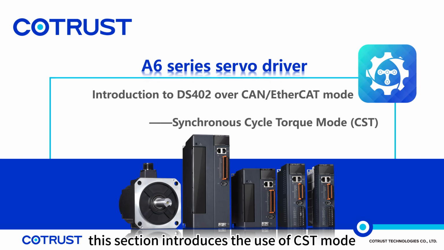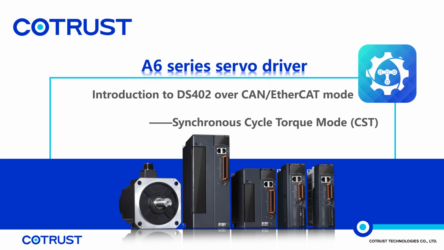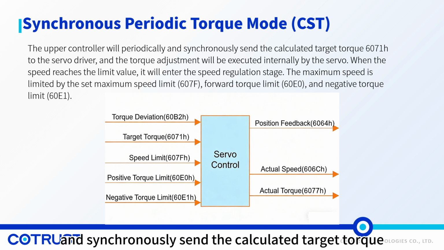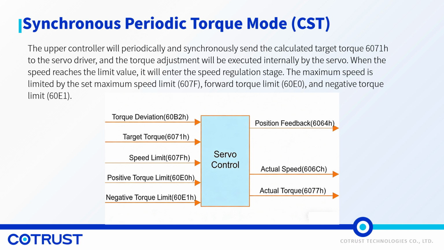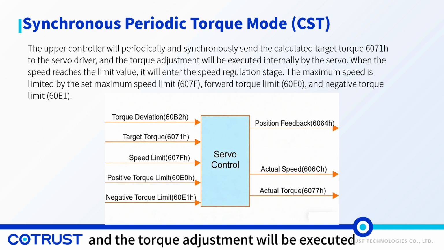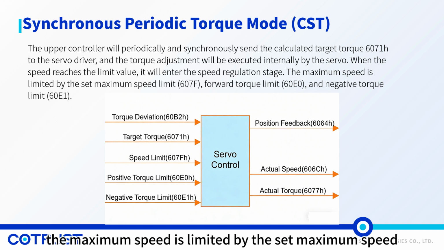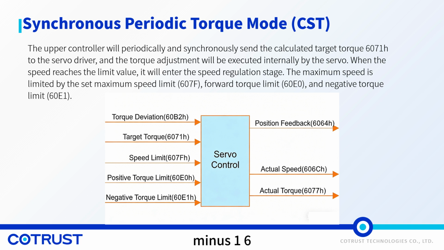This section introduces the use of CST mode. The upper controller will periodically and synchronously send the calculated target torque 6071H to the servo driver, and the torque adjustment will be executed internally by the servo. When the speed reaches the limit value, it will enter the speed regulation stage. The maximum speed is limited by the set maximum speed 607F, forward torque limit 60E0, and negative torque limit 60E1.